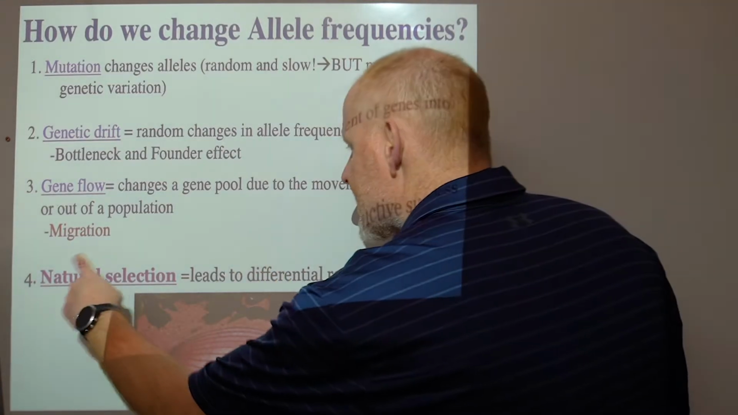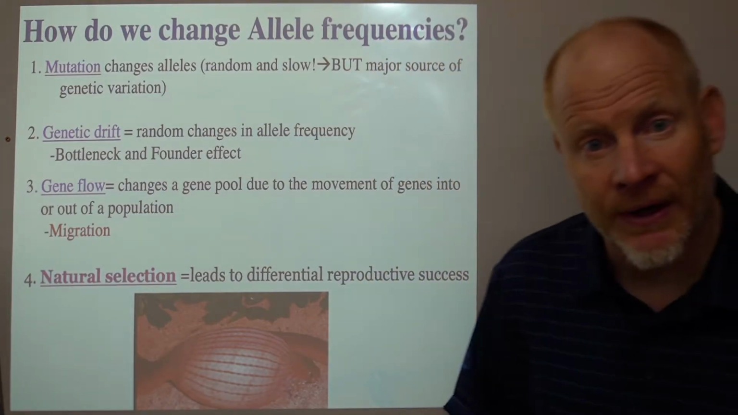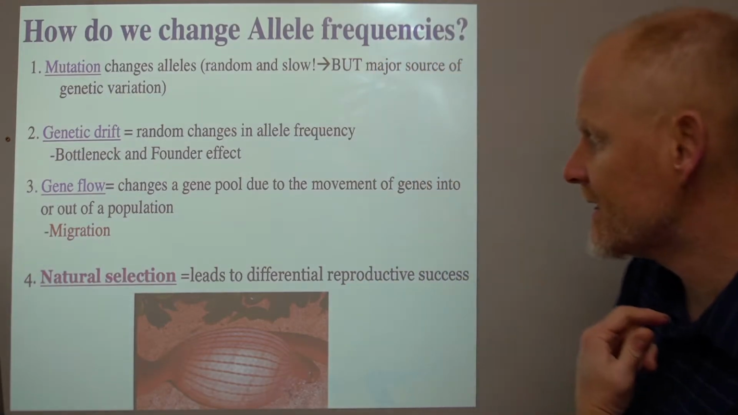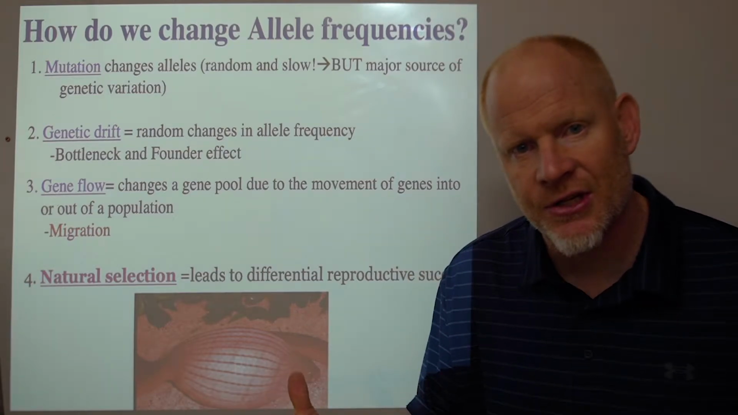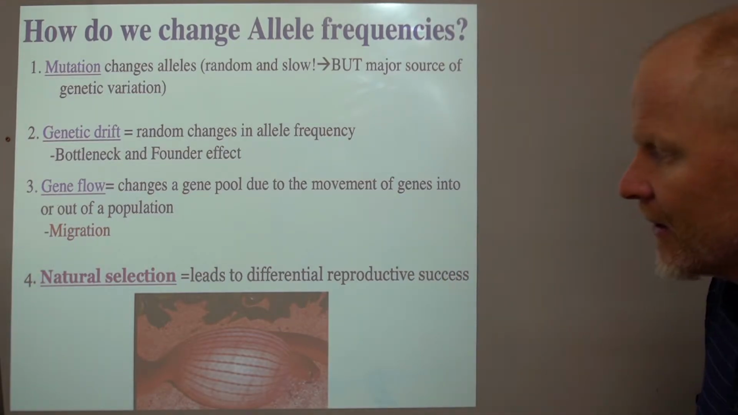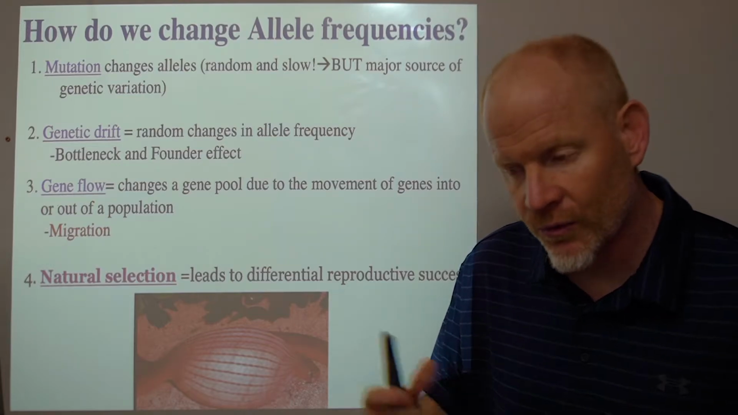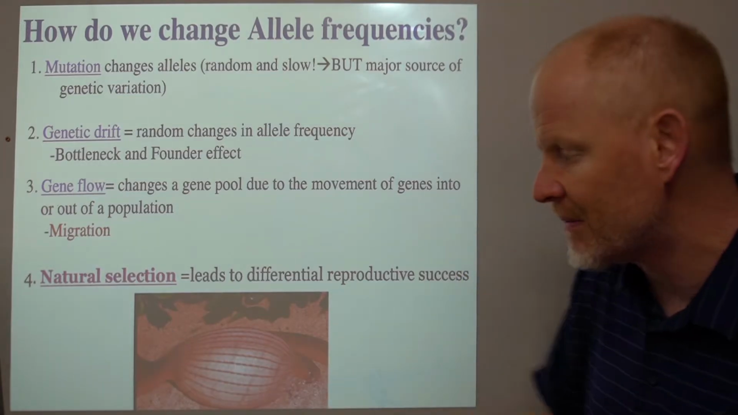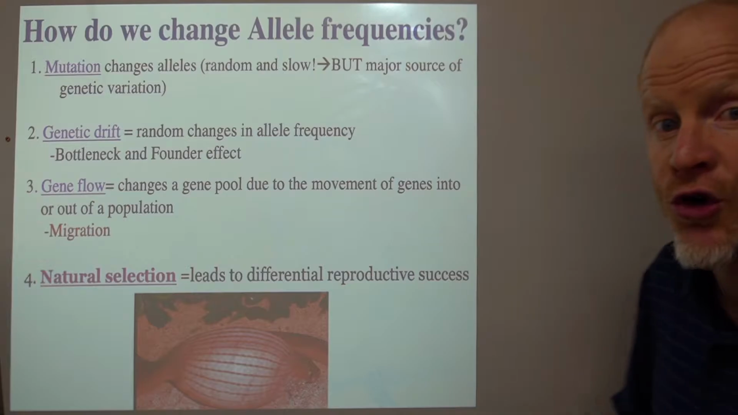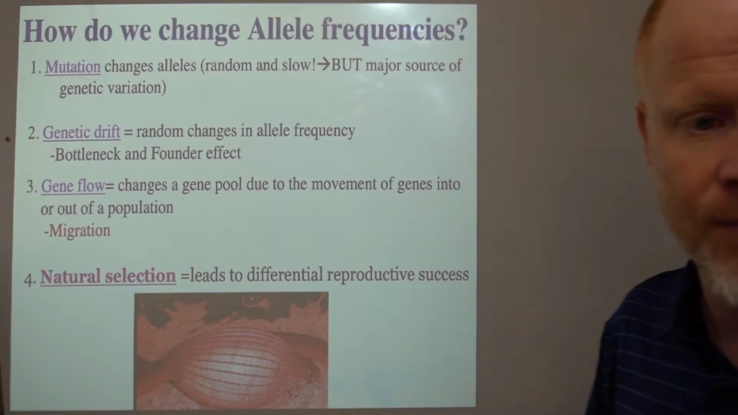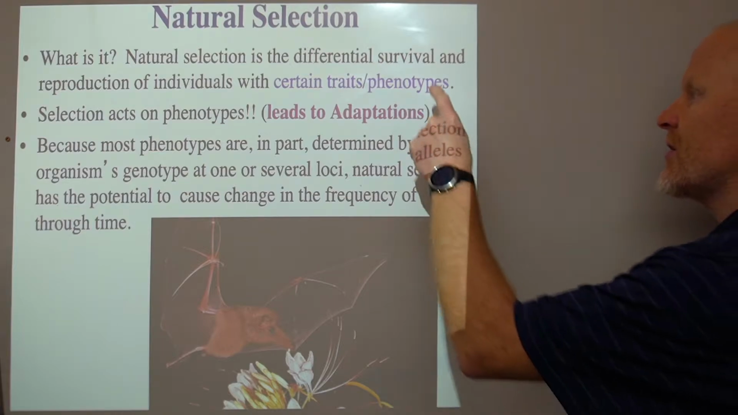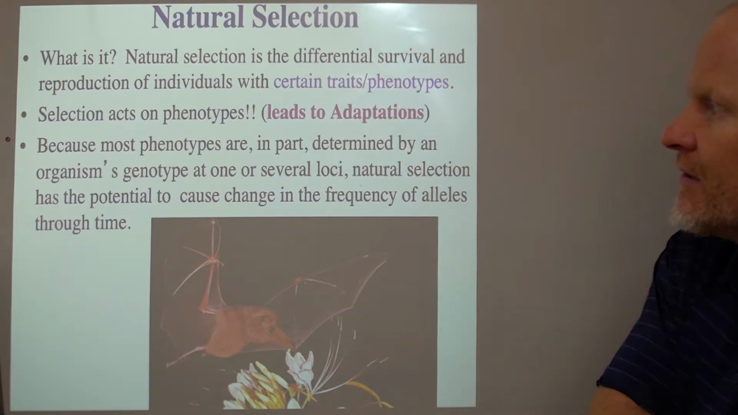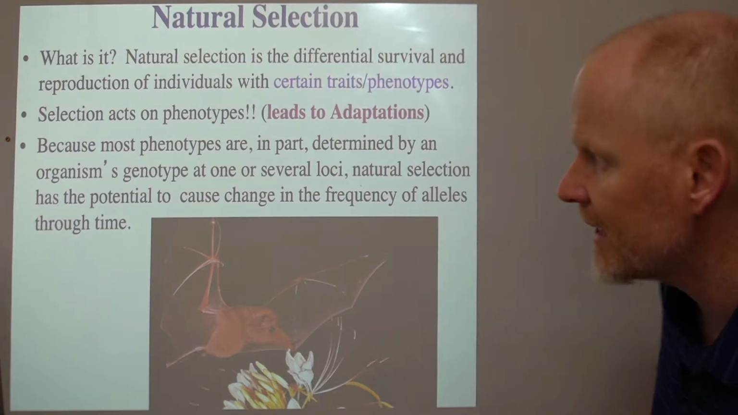Natural selection is the major one that you talk about when you talk about Darwin, right? When you talk about evolution. It leads to differential reproductive success in groups that accumulate adaptations to the environment. And they are more successful at reaching reproductive age and then actually reproducing. And it's the only directional type of evolution. It moves in a direction. That's what selection does. So selection is the differential survival of individuals with certain traits and phenotypes.